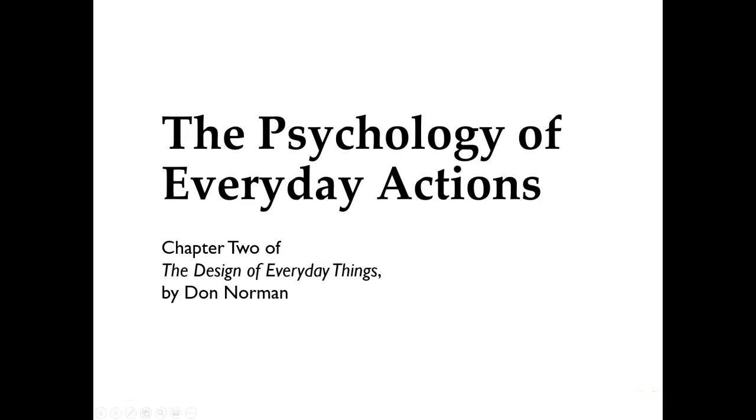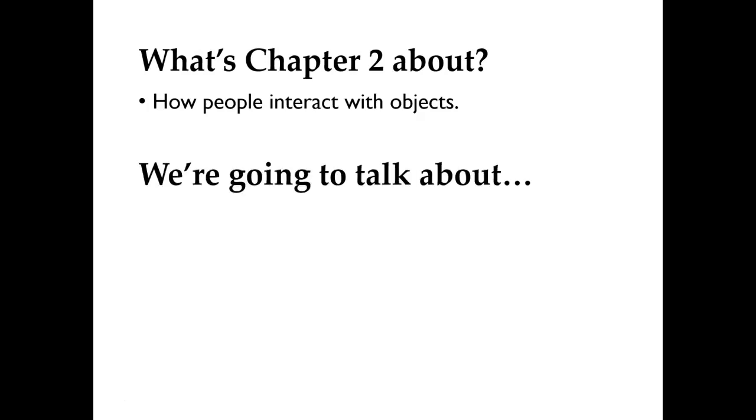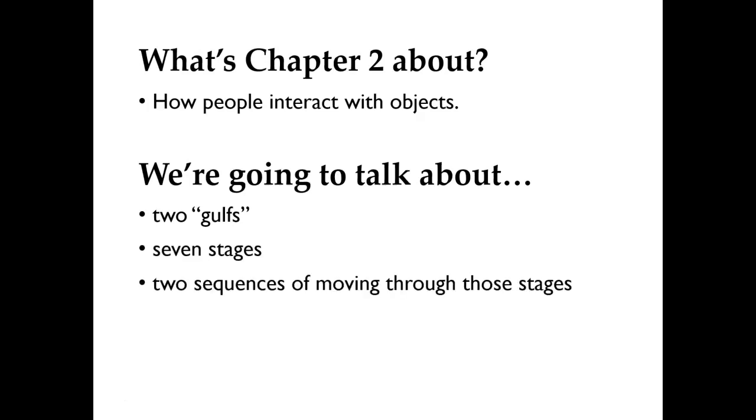In this video lecture, we're going to discuss the psychology of everyday actions. In other words, we're going to talk about Chapter 2 of The Design of Everyday Things by Don Norman. What is Chapter 2 about? Briefly, it's about how people interact with objects. Accordingly, we're going to talk about some of the important ideas that go into how people interact with objects. Specifically, the 2 gulfs to cross, the 7 stages of crossing those gulfs, the 2 sequences people use moving through those stages, and 3 different levels of processing.